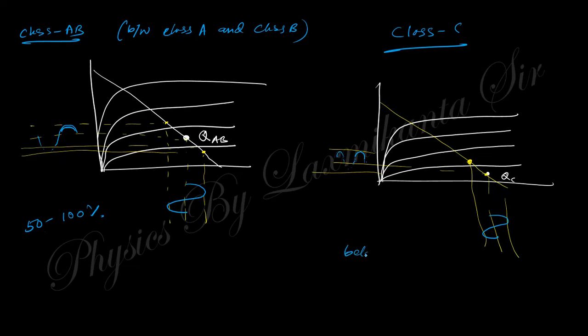So below 50% of the input is converted or amplified in the output. This is known as the class C amplifier. So I think it is clear about all these things.